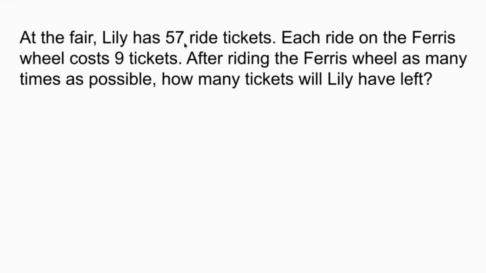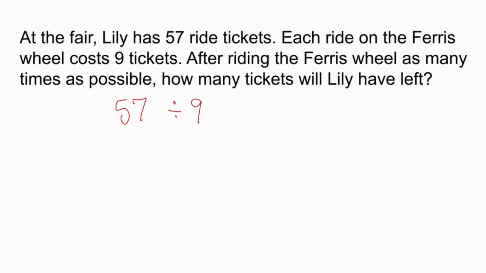At the fair, Lily has 57 ride tickets. Each ride on the Ferris wheel costs 9 tickets. After riding the Ferris wheel as many times as possible, how many tickets will Lily have left? All right, well, in order to find this, you're going to have to do some division. So this is going to be 57 divided by 9.